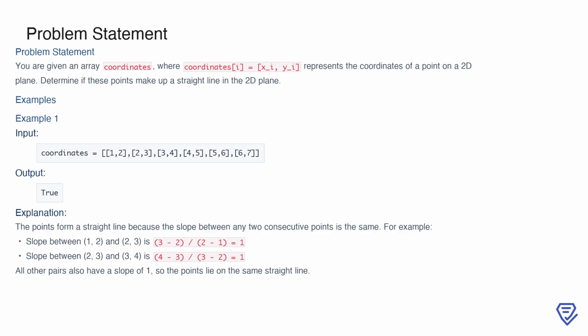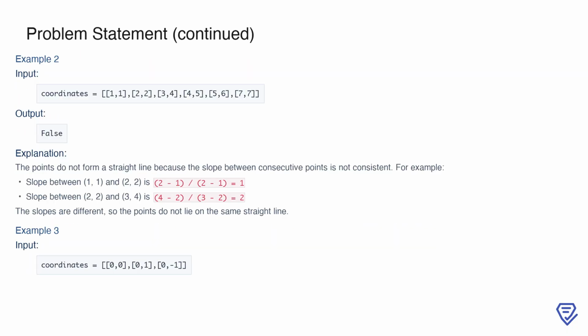To verify this, we can calculate the slope between consecutive points. The slope between the first 2 points, 1, 2, and 2, 3, is calculated as the change in y divided by the change in x, or 3 minus 2 over 2 minus 1 equals 1. Similarly, the slope between 2, 3, and 3, 4 is also 4 minus 3 over 3 minus 2 equals 1. Since all pairs of consecutive points have the same slope, we can conclude that all the points lie on the same straight line. Now let's examine another example.